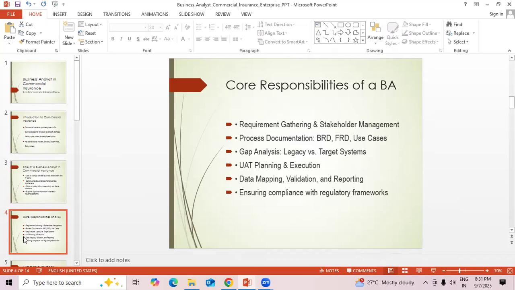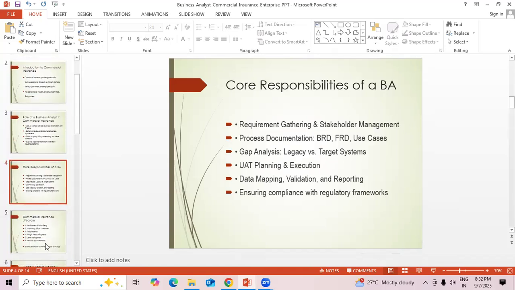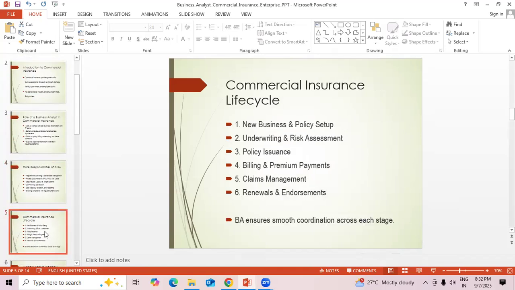Now, what are the core responsibilities? Core responsibilities of a BA are as follows. One is requirement gathering and stakeholder management. Next, process documentation, preparing business requirements, functional requirements documents, use cases, all that. Next, gap analysis, understanding the gap between the legacy and target system. That's where gap analysis comes into the picture. Next, user interface testing, which is the final phase of testing we do, followed by data mapping validations, and ensuring compliance with regulatory frameworks. These are the core responsibilities of a BA in commercial insurance.